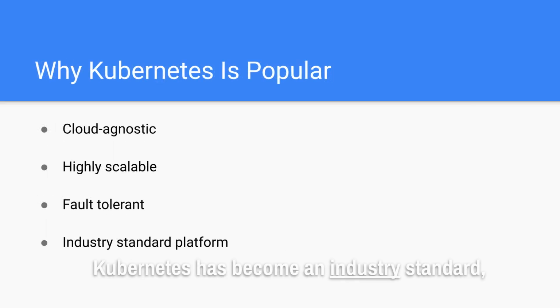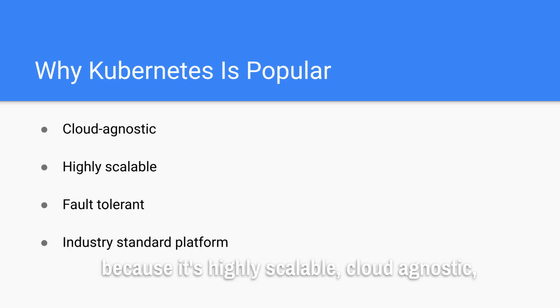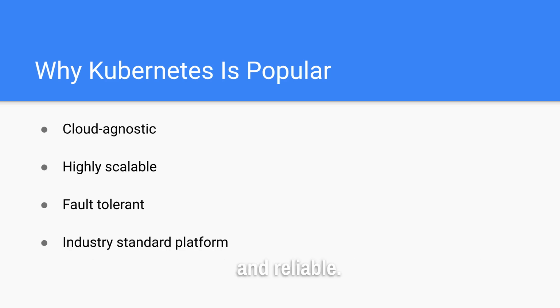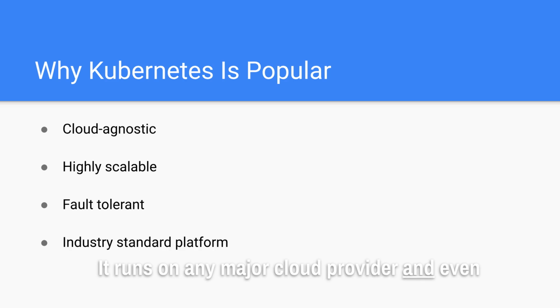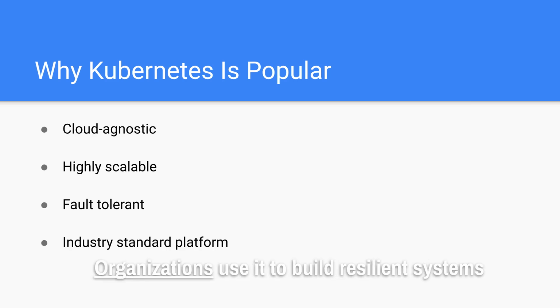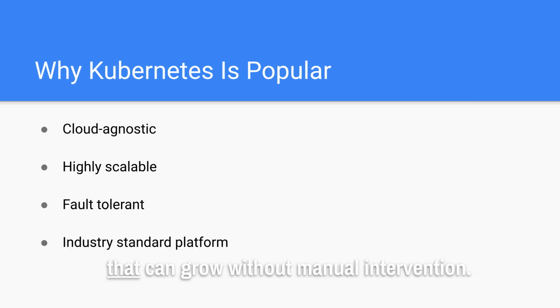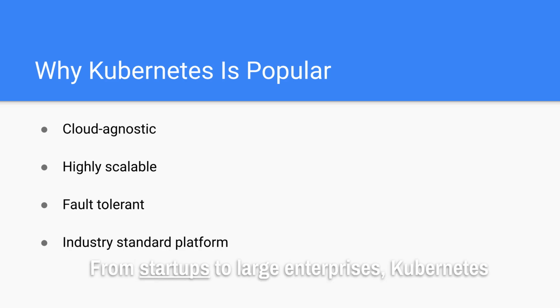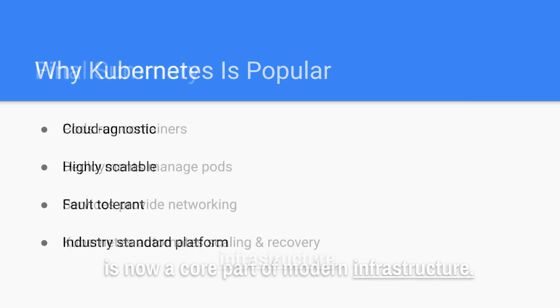Kubernetes has become an industry standard because it's highly scalable, cloud-agnostic, and reliable. It runs on any major cloud provider and even on-premises infrastructure. Organizations use it to build resilient systems that can grow without manual intervention. From startups to large enterprises, Kubernetes is now a core part of modern infrastructure.